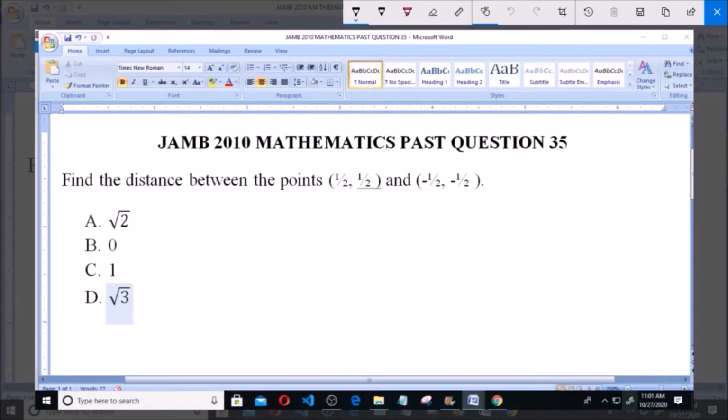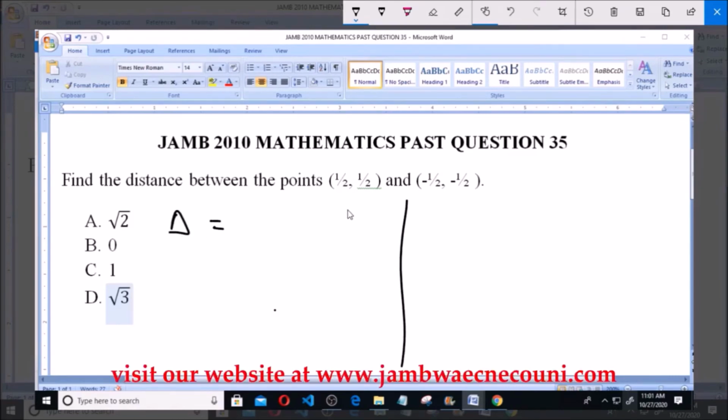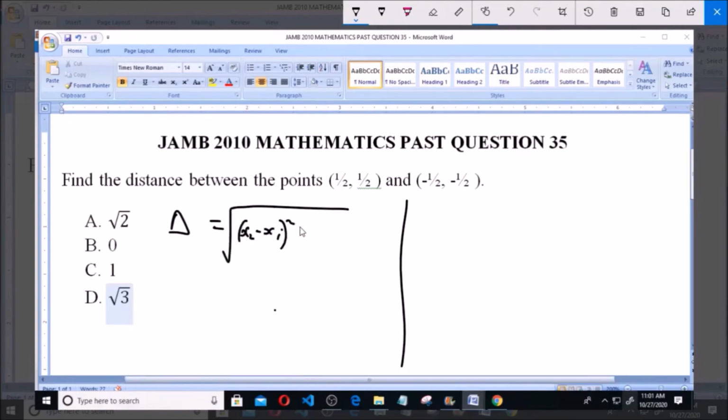So we have to find the distance between the points. Now distance between these given points D is given as the square root of x2 minus x1 square plus y2 minus y1 square. Now from this information given above, x1 is equal to 1 over 2, y1 is equal to 1 over 2, x2 is equal to minus 1 over 2, and y2 is equal to minus 1 over 2.